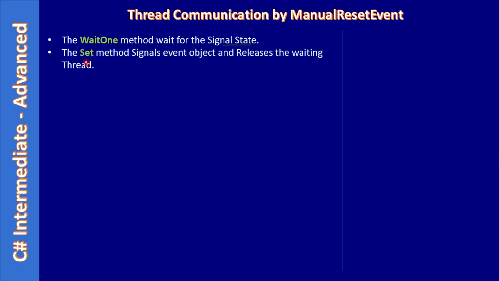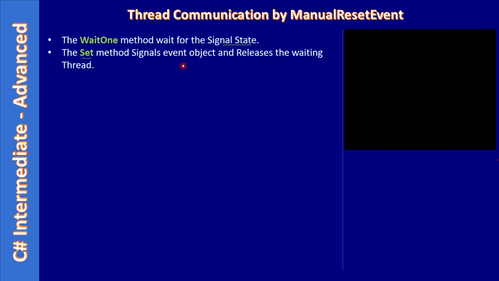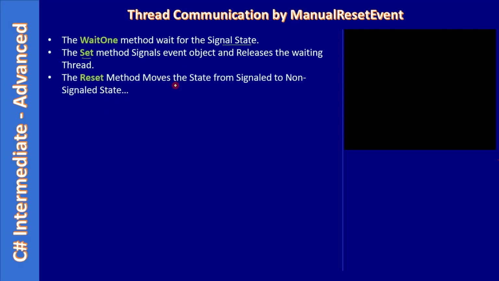So whatever we discussed so far is AutoResetEvent. There is something called ManualResetEvent also. Here the WaitOne method waits for the signal state, just like what we saw previously. The Set method signals the event object and releases the waiting thread, same as previous. The Reset method moves the state from signaled to non-signaled state. Here, since it's a manual reset, as the name suggests, you have to make a call to the Reset method.